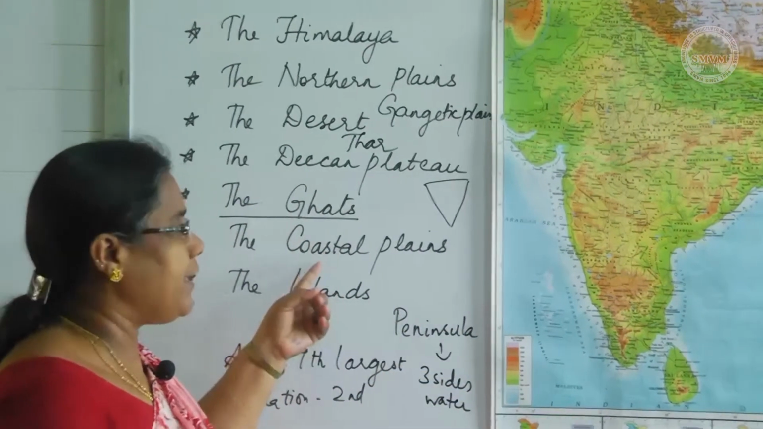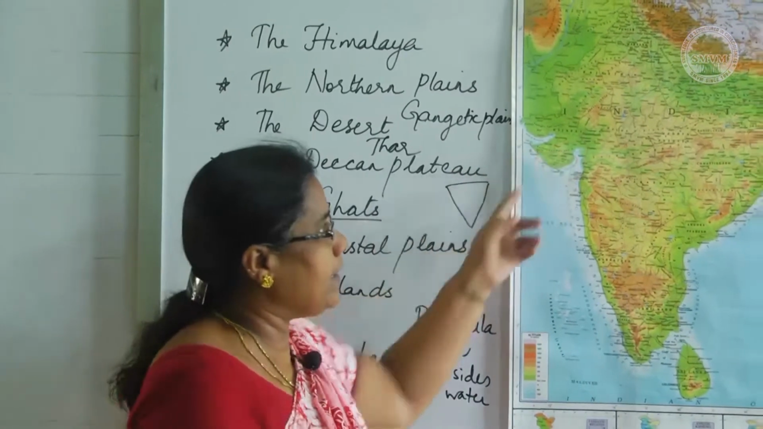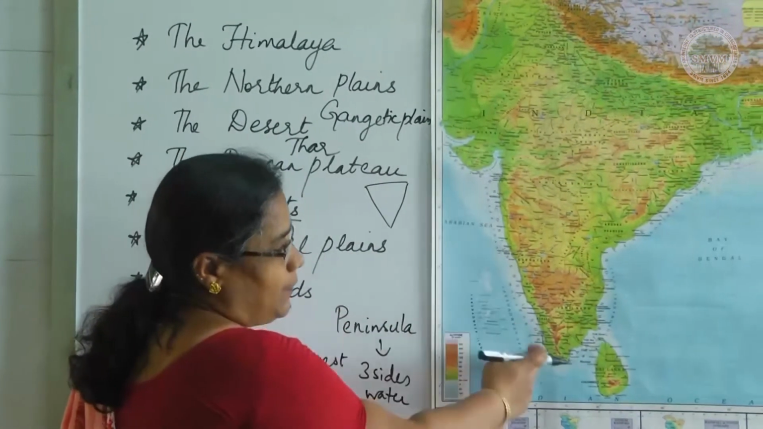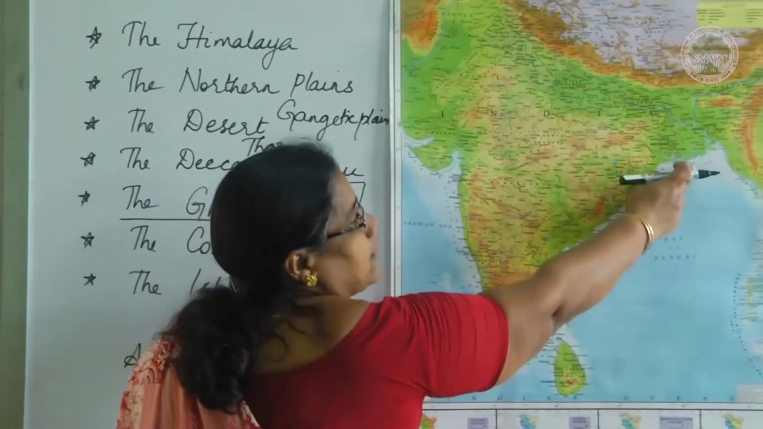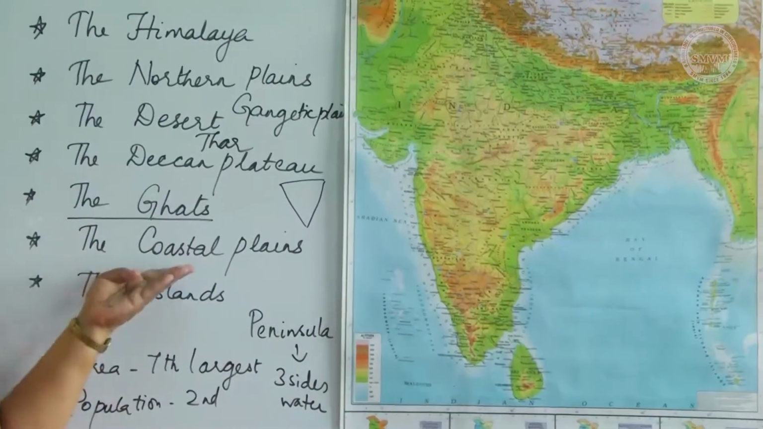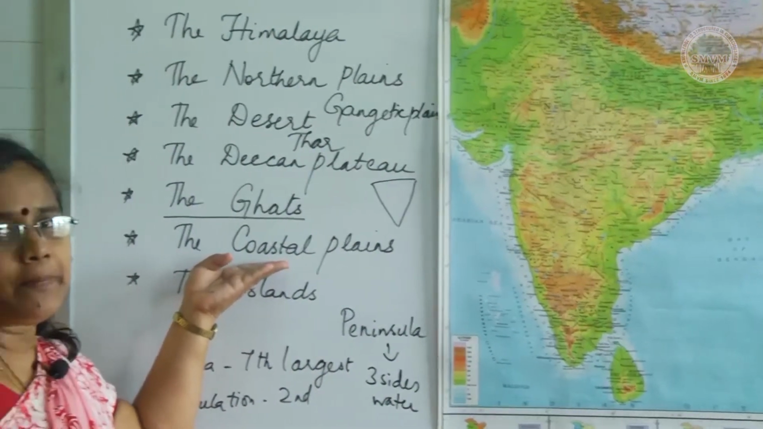As I told you already, this complete area from this extent up to this is all coastal area, which is what we call the coastal plains.